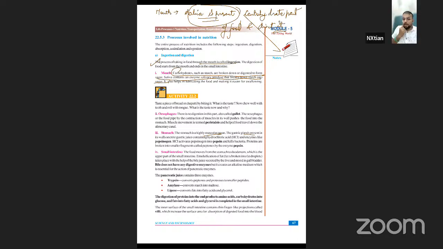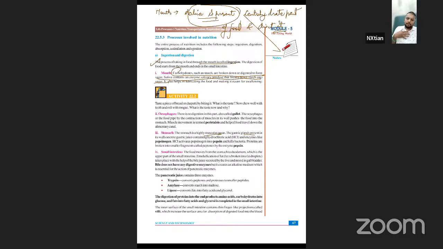this is in your mouth, digestion occurs. Understood, guys? Then it will go to the esophagus. So this is the main thing: only the esophagus in your whole alimentary canal. We learned about the alimentary canal. It starts from the mouth and ends at the anus. So in the whole alimentary canal, only the esophagus is the organ which doesn't have any digestion.